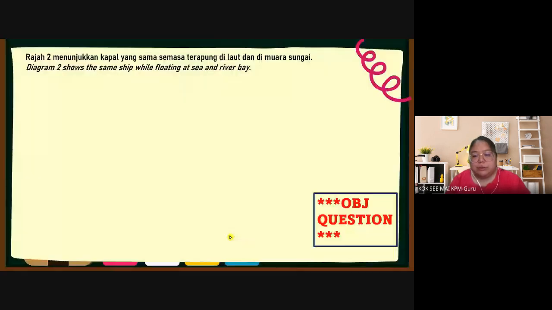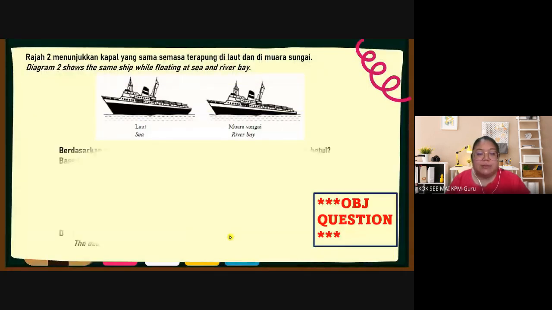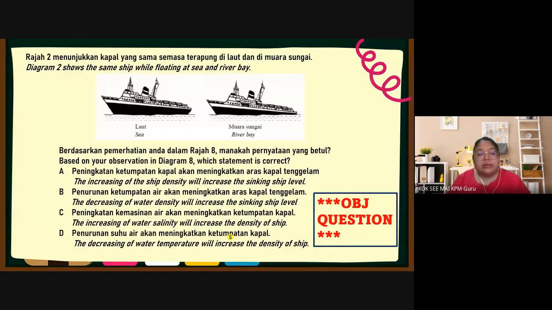Type number 2 means no calculation, or it is a concept. They ask you which statement is correct. Which statement is correct means you must read all of A, B, C, D, one by one, to find out the answer, because they ask which statement is correct. So this is the second type.